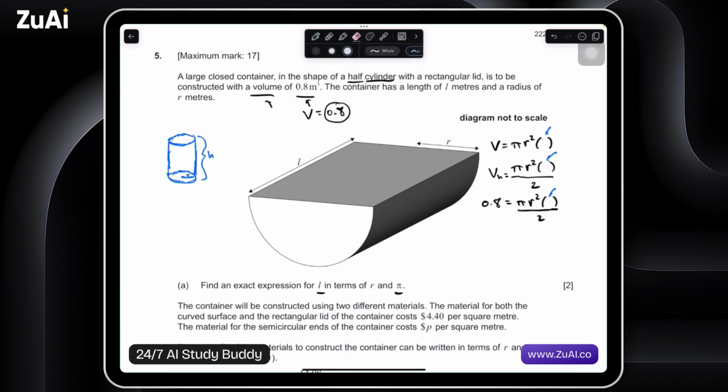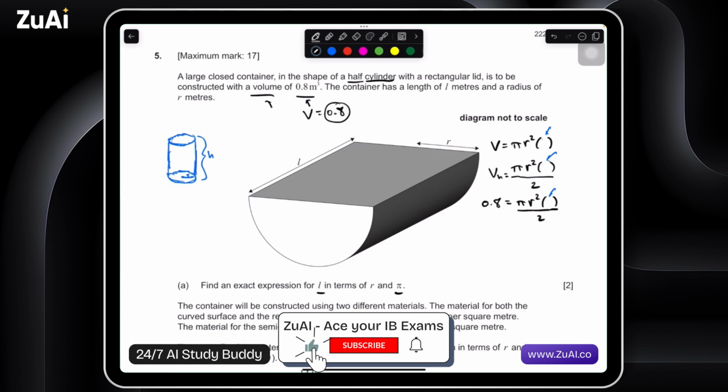So really it's pi r squared times L, divided by 2. Oops, I've got to get rid of that.